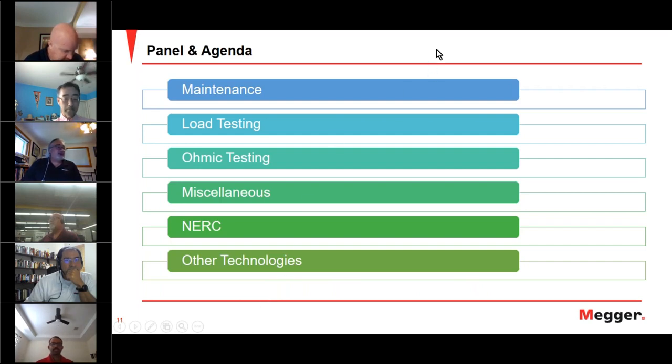Associated with today's topics of the You Ask, We Answer battery session, we're going to follow these questions underneath the categories of maintenance, load testing, ohmic testing, some miscellaneous questions, and if we have time, we will cover the NERC standard compliance, and we can cover other energy storage technologies at the end.